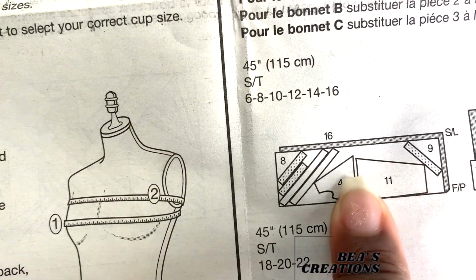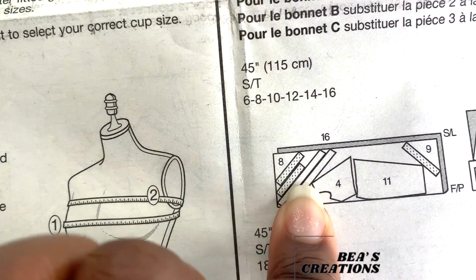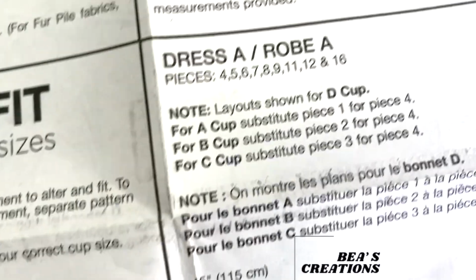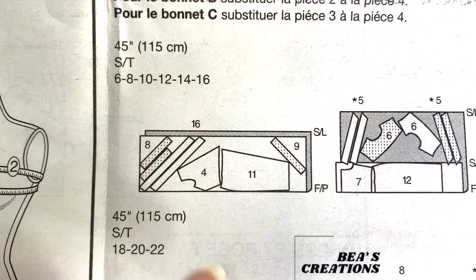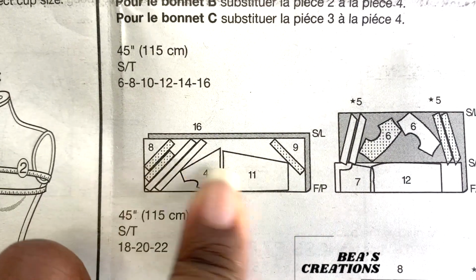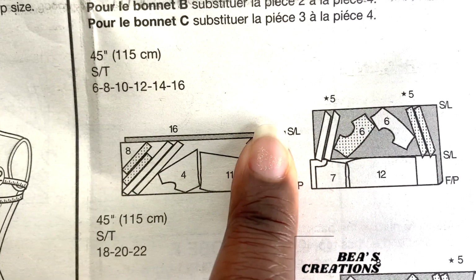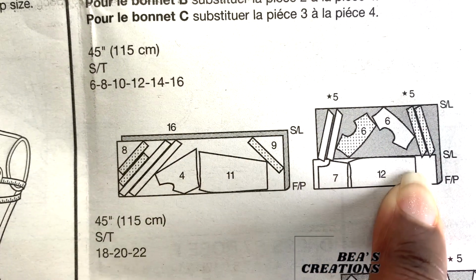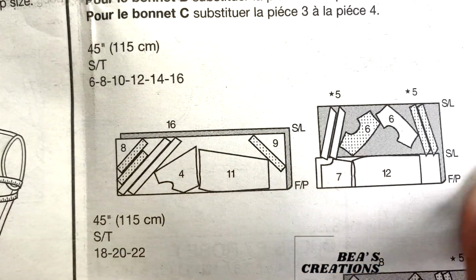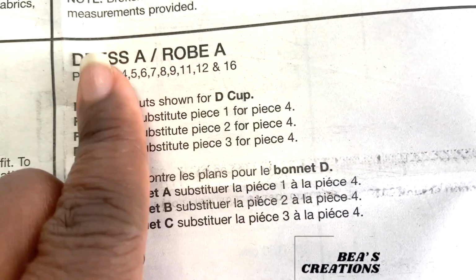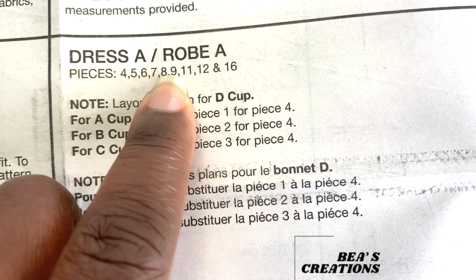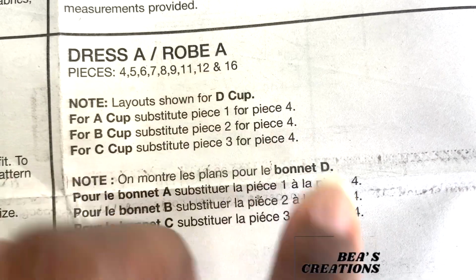Let's take a look at this first layout there. Let's say that my size is 6 to 16 there, and I know this view is view A. As you can see, it's not only one layout they give you for this, because there are more pattern pieces that you need to cut out. So you have 2 of them here. View A, you need 4, 5, 6, 7, 8, 9, 11, 12, and 16.